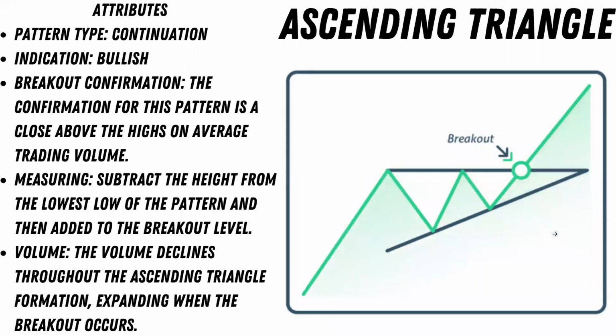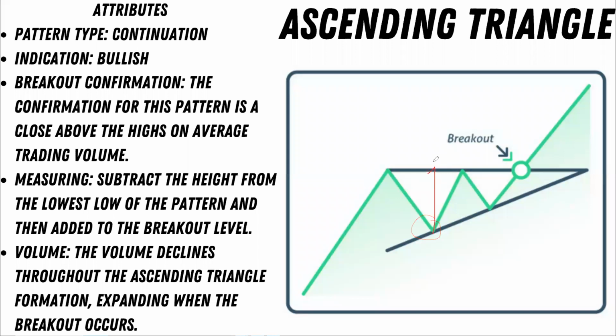Now, the next pattern is going to be an ascending triangle. This one is a continuation pattern, a bullish continuation pattern. The breakout confirmation for this pattern is a close above the highs on average trading volume. The way to measure this is you subtract the height from the lowest low of the pattern and then add it to the breakout level. If we visualize that real quick, take the lowest low here, add this to our breakout level, and that is going to be our target for the measured move.